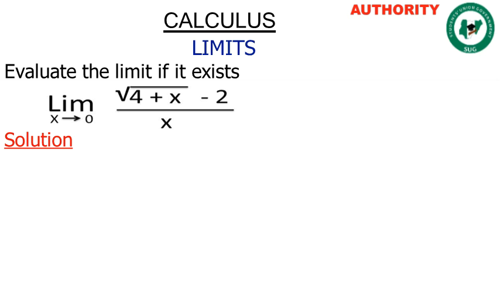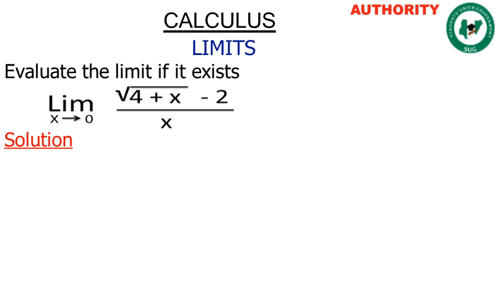So if we do that in our numerator, we are going to have square root of 4 plus 0 minus 2. Square root of 4 plus 0 will give us 4, that is square root of 4. Then square root of 4 is 2. 2 minus 2 is 0. And then in our denominator, we are going to have 0. So that means we're having 0 all over 0. That means we got work to do. Okay, that's it. Now let's see what we can do.